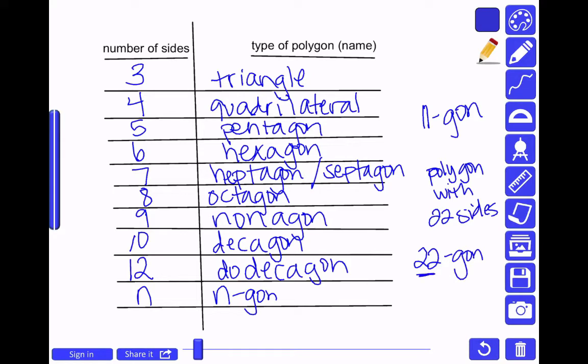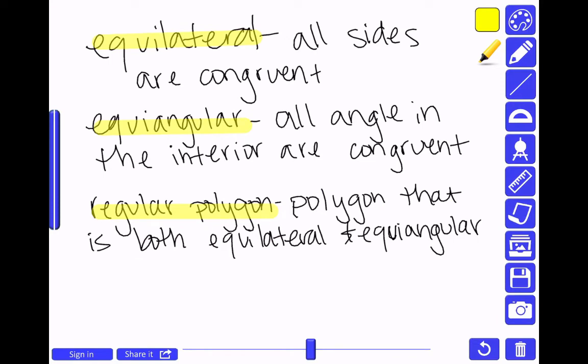Please make sure you know these names of these polygons. You will be tested over the names. Make sure when you're looking at a polygon, you count how many sides it has so that you can figure out the name. Equilateral means that all sides are congruent. Equiangular means that all angles in the interior are congruent. And a regular polygon is a polygon that is both equilateral and equiangular.